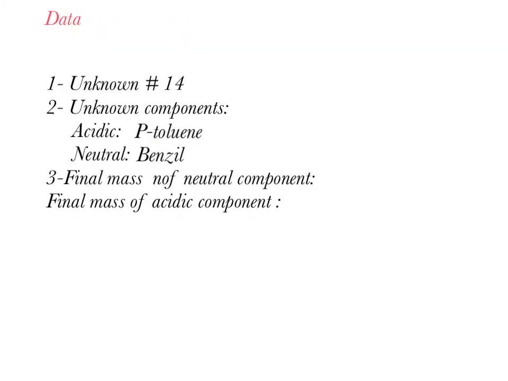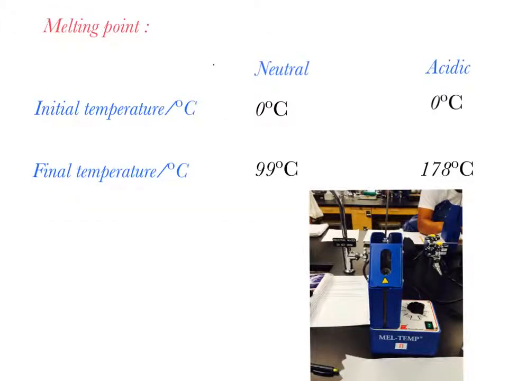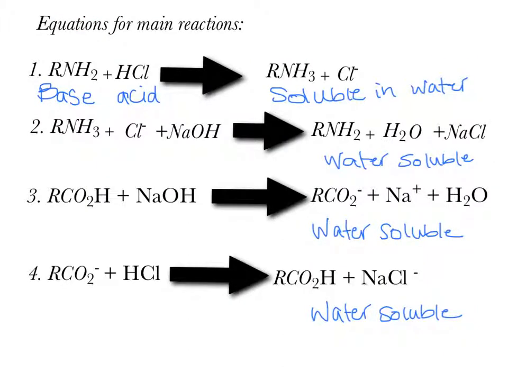Data. For unknown 14, the acidic component was p-toluic acid, while the neutral was benzil. For the melting point, for the neutral the final temperature was 99 degrees Celsius, while for the acidic component the final temperature was 178 degrees Celsius. And here are the equations that I based my discussion on.